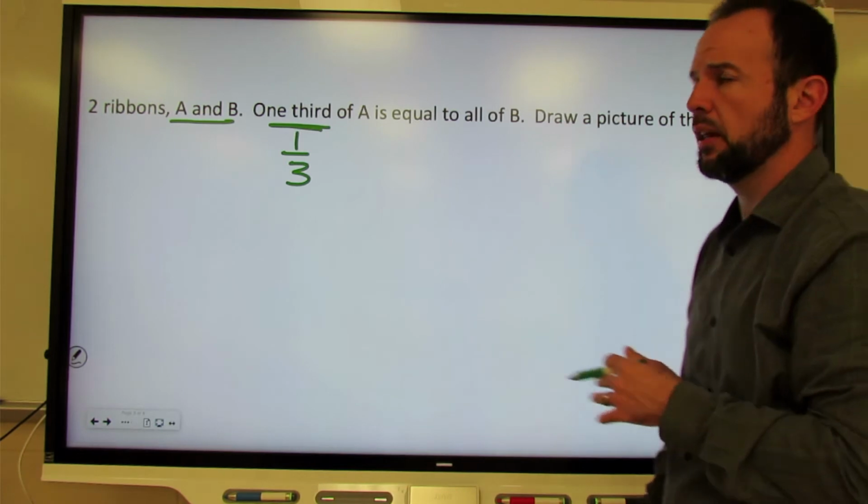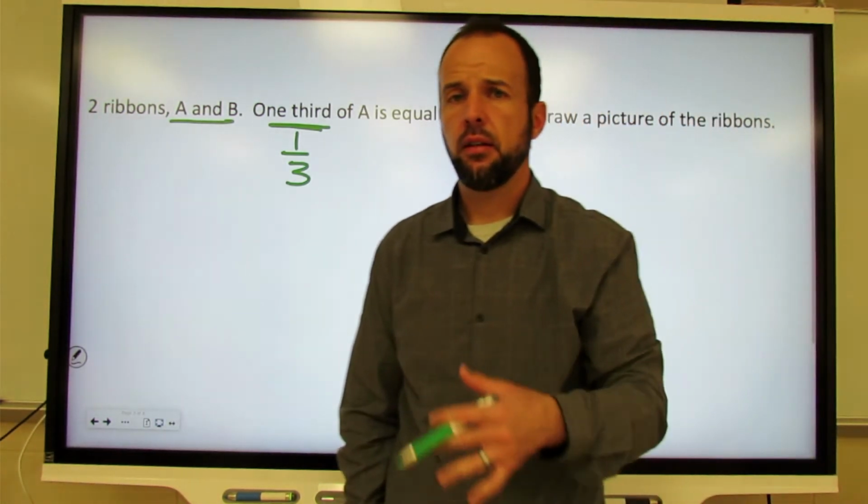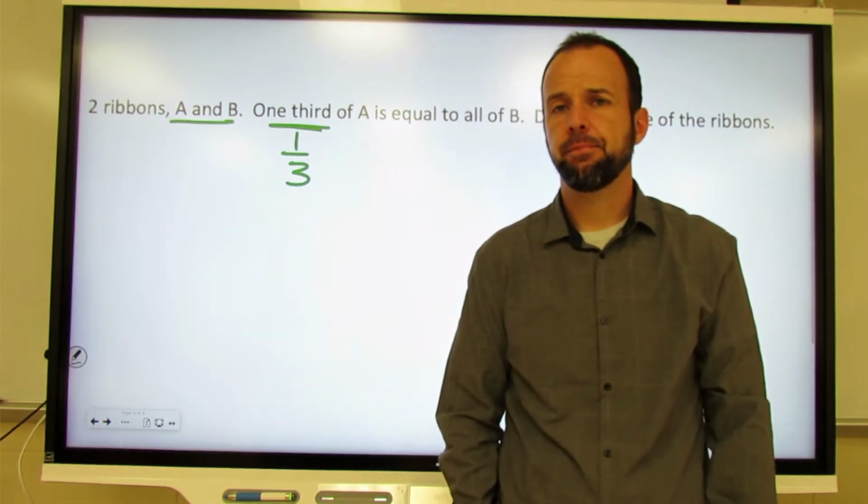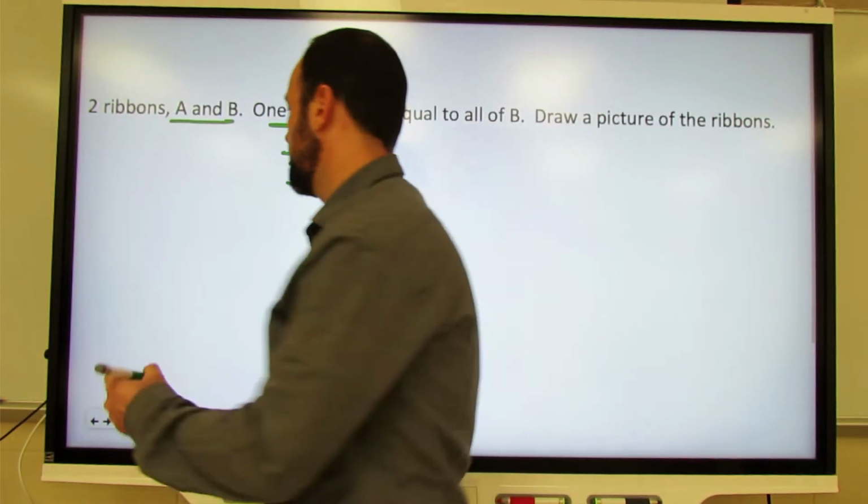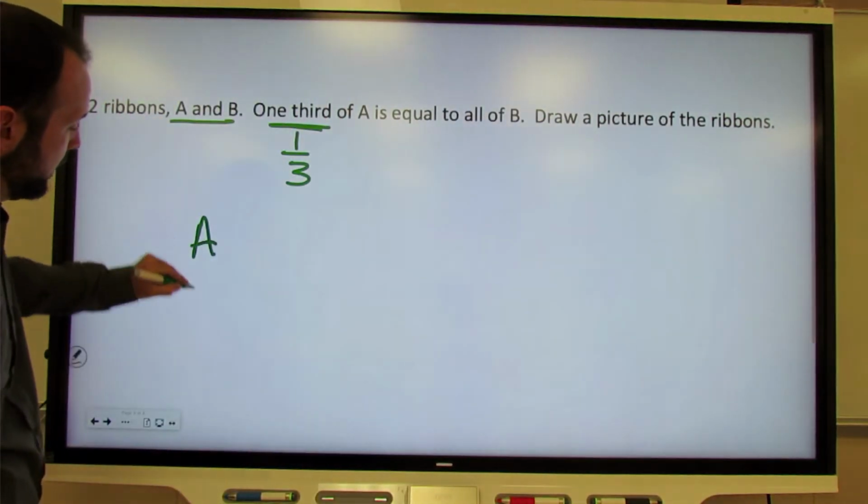What are these ribbons going to look like? Think about that for a second. Pause it. Let me know what you get. We'll come back. We'll discuss it. Okay, so we know we're going to have 2 ribbons. We're going to have ribbon A, and we're going to have ribbon B.